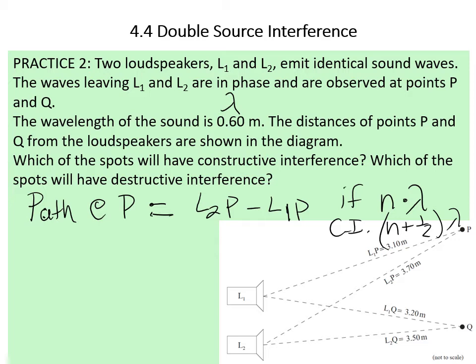The path at point Q, same thing, take the difference. And if the difference is a whole integer multiple of the wavelength, constructive interference. If it's a half integer multiple of the wavelength, destructive.